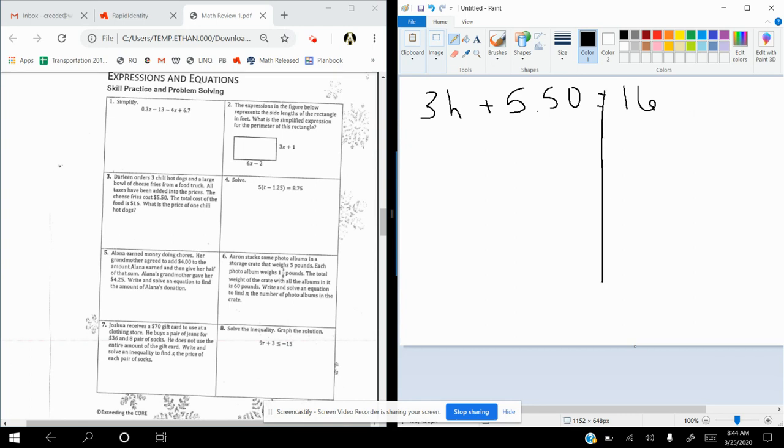All right, so you can divide your equation if you'd like, and we got to get rid of that constant here. 5.50 and 16 are like terms, so we got to combine those. In order to do that, I'm going to take $5.50 and subtract it from both sides.